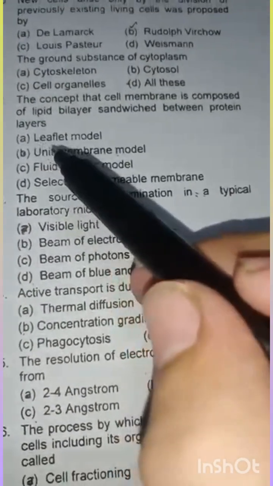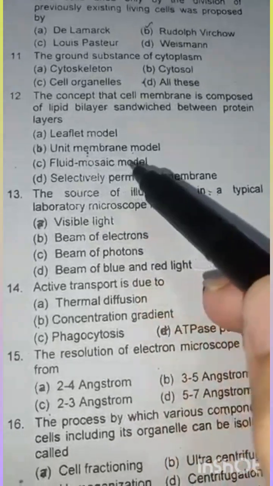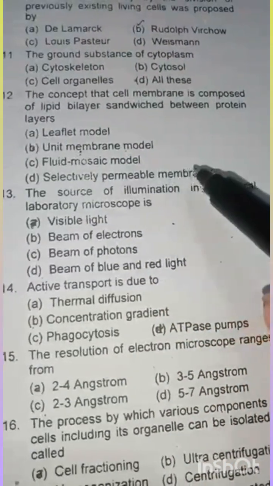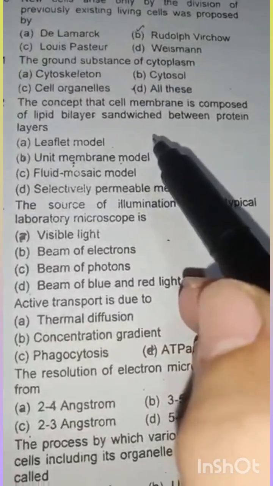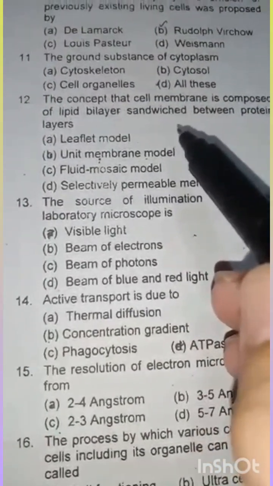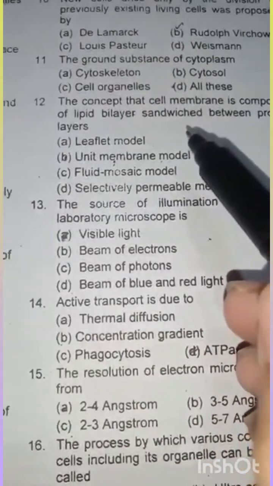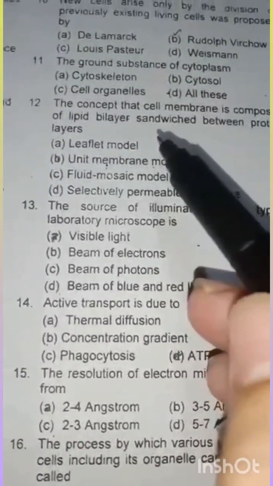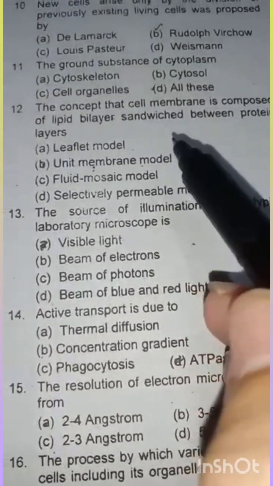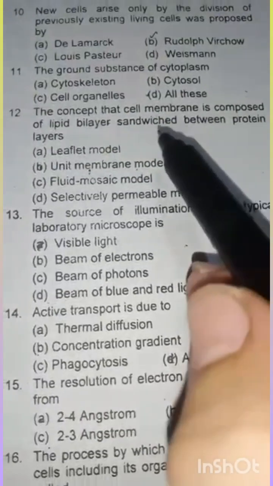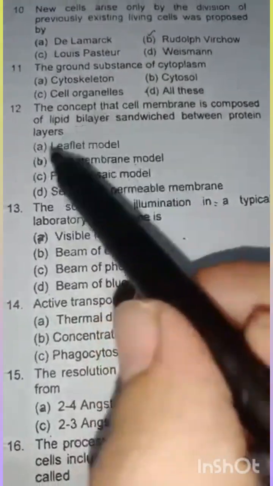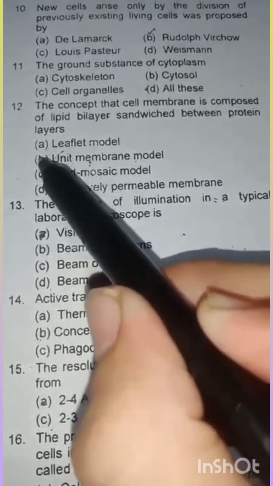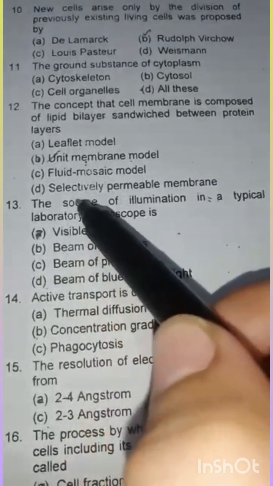The concept that the cell membrane is composed of a lipid bilayer sandwiched between protein layers was called option A leaflet model, option B unit membrane model, option C fluid mosaic model, option D selectively permeable membrane. So plasma membrane or plasma lemma: there are two models that were given by different scientists. The first is the sandwich model of the plasma membrane, which was put forward as the unit membrane model. So here option B is correct.